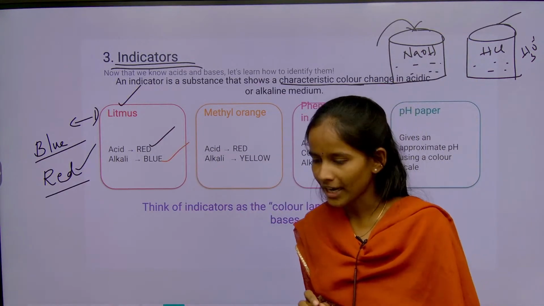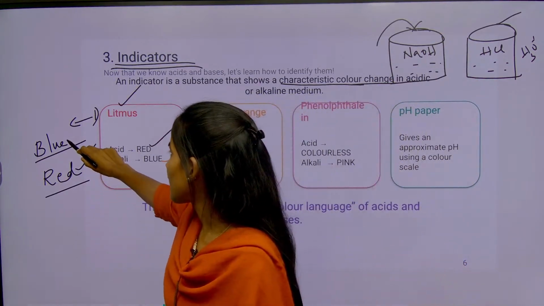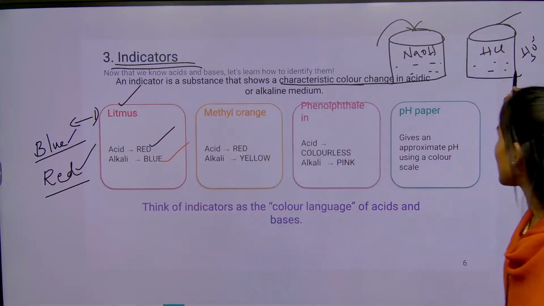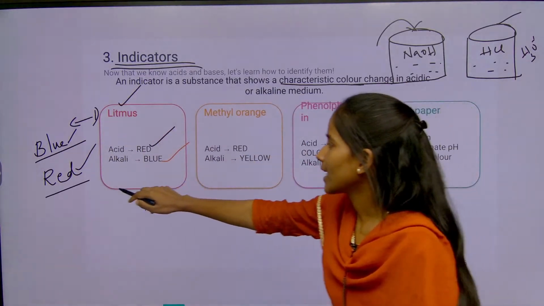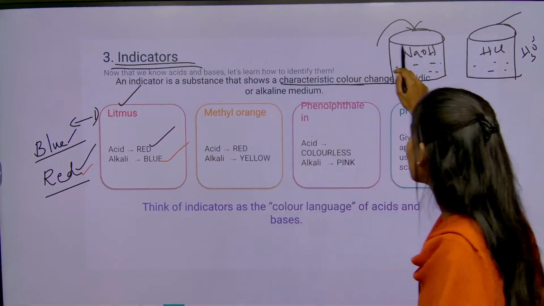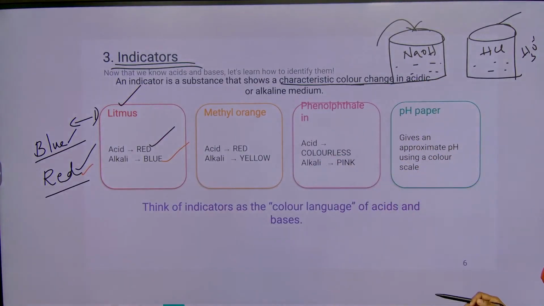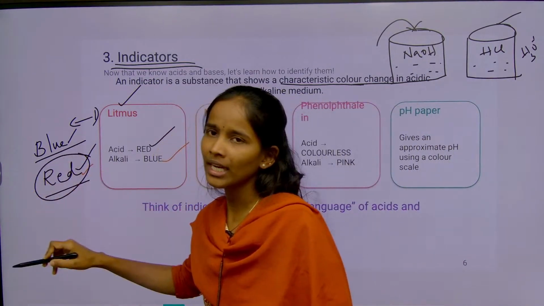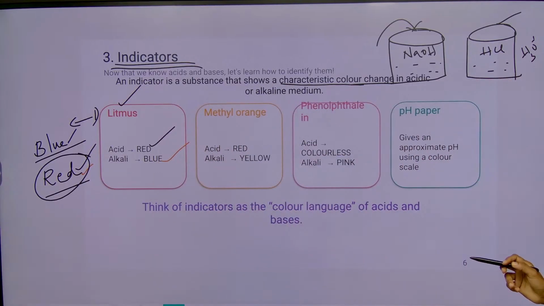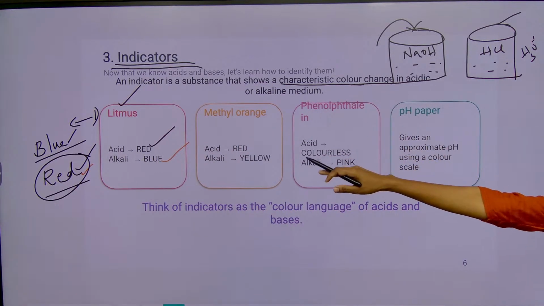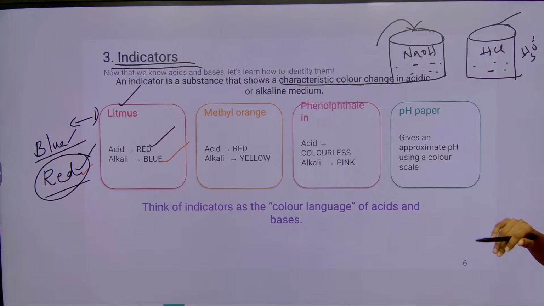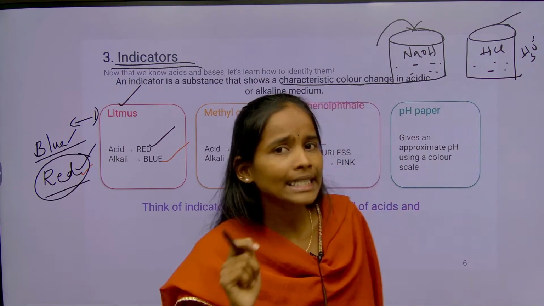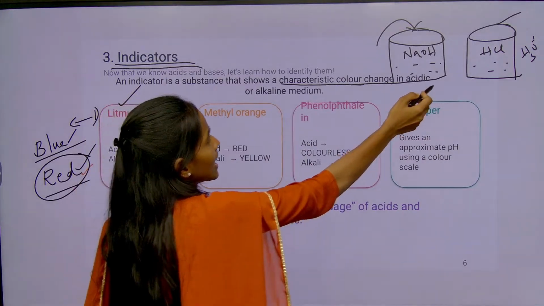Okay, fine. Ma'am, you are dipping blue litmus paper into the acid and getting red, and dipping red litmus paper into the base and getting blue. Now what will happen if I take red litmus paper only in the acid? If we take blue litmus paper, we get red. Now I will take red litmus paper only in the acids.